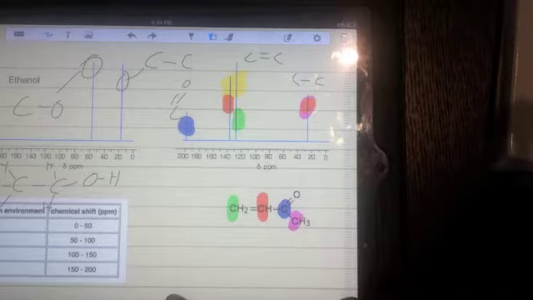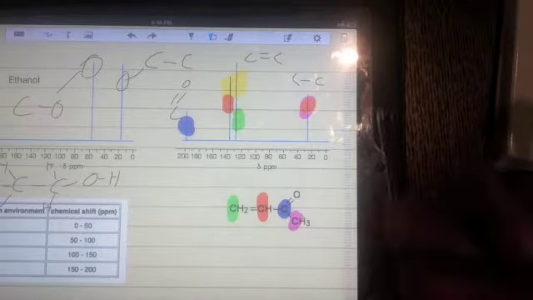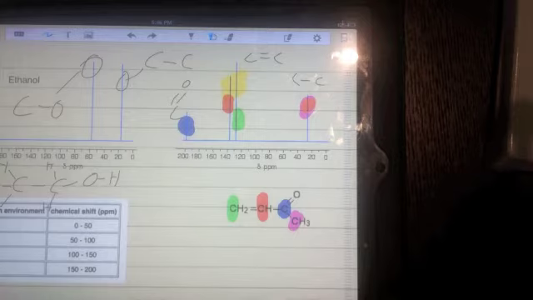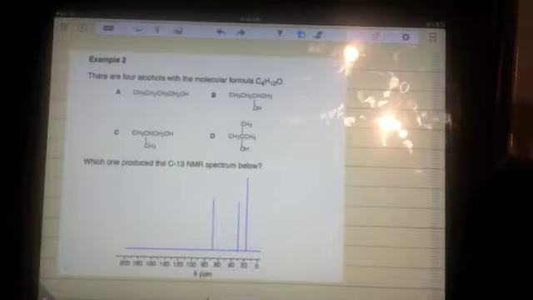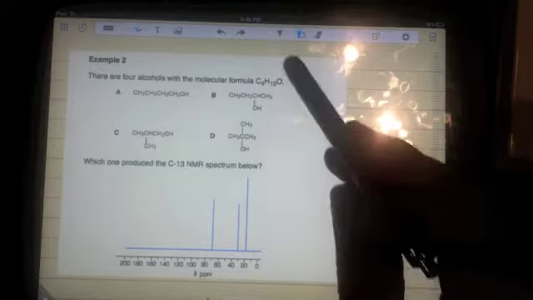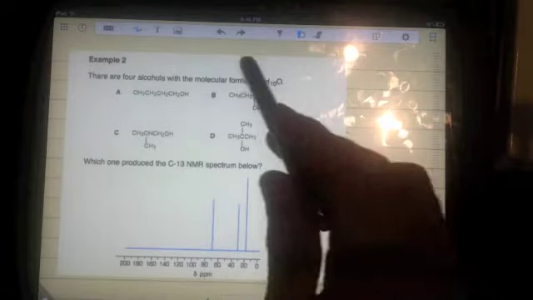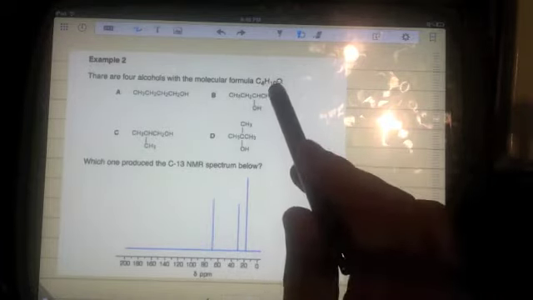The next one is going to be a bit harder, where we're not given the actual structure of what it looks like. We're going to have to try and determine the structure based on a spectra. So here we go. So what we've got is a molecular formula of C4H10O.